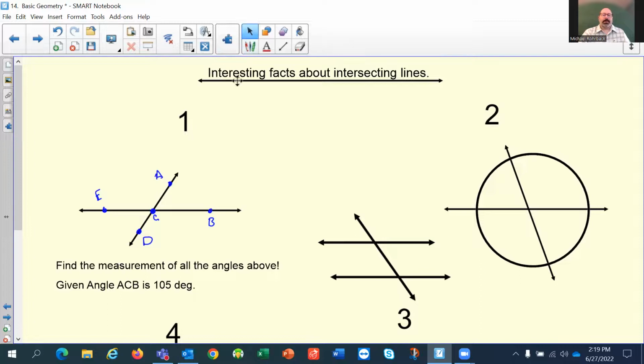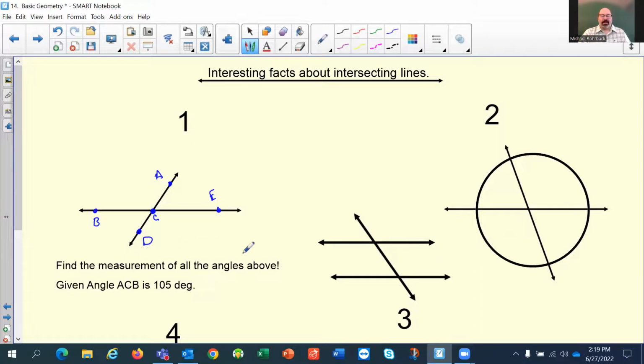Whoops. Let's see, we got to fix this. I'll put my B over there. I'll put my E over here. There we go. Yeah, because that didn't look like 105 degrees over there. It looked like less than 90.